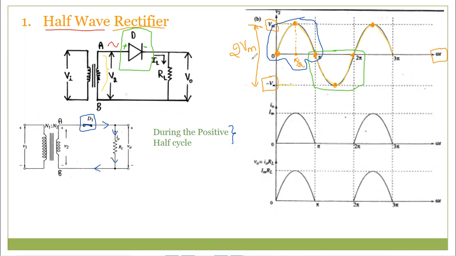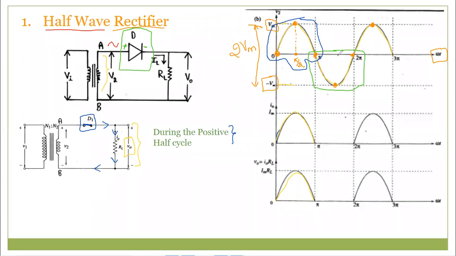Now we can observe, during the positive half cycle, the diode is turned on and the current will flow through the load, so we'll get a waveform like this. This is the current waveform, and this is the voltage waveform. This is the waveform you are going to get at the output of the circuit.